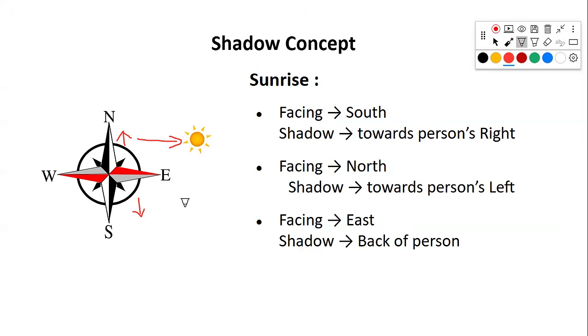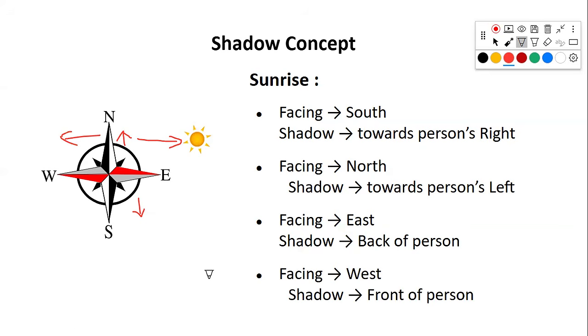Okay, one last one. If you are facing west, the sun is rising in the east and you are going towards the west side, where will the shadow be now? Towards your front. That is west, towards the front of the person. So right side, left side, back side, front side: that is where the shadow falls, and you can work out directions also. Hope you have understood the shadow concept.